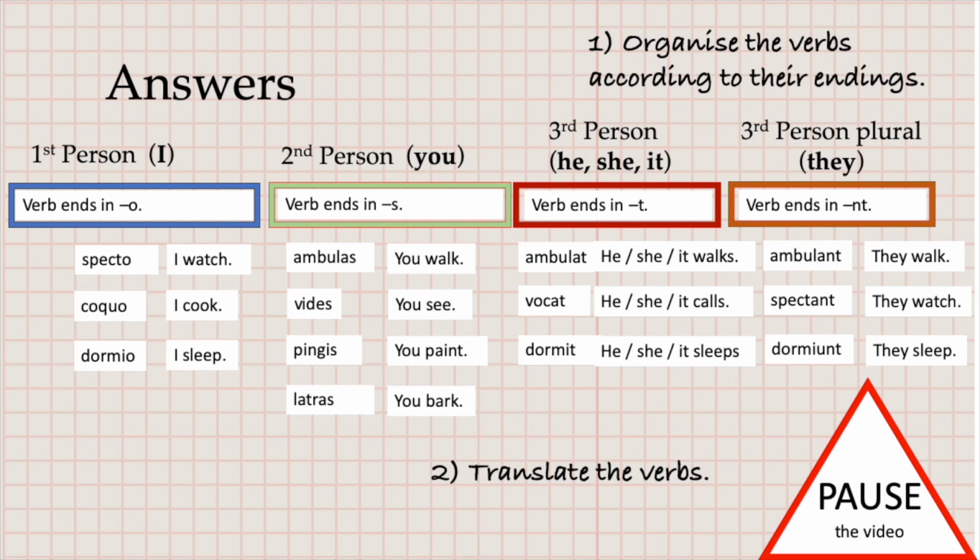And finally our new ones today, all the ones that end in NT, so ambulant, meaning they walk, spectant, meaning they watch, and dormiunt, meaning they sleep. Look, we've got dormio and dormit and dormiunt, all parts of the same verb there. Hope you got them all right.